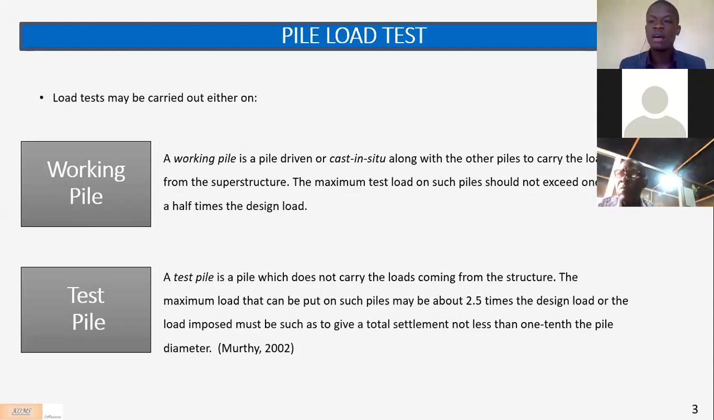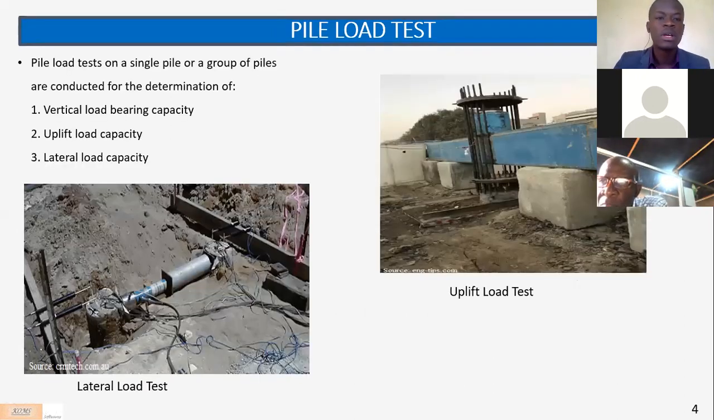A working pile is a pile that is being tested and is going to carry load from the superstructure, and the maximum load that such a working pile can carry should not exceed 1.5 times the design load. For a test pile, the test pile does not carry load from the structure, so a maximum load of, say, 2.5 multiplied by the design load can be applied, so as to give a total settlement not less than 1/10 of the pile diameter. So the test pile doesn't carry load from the superstructure.